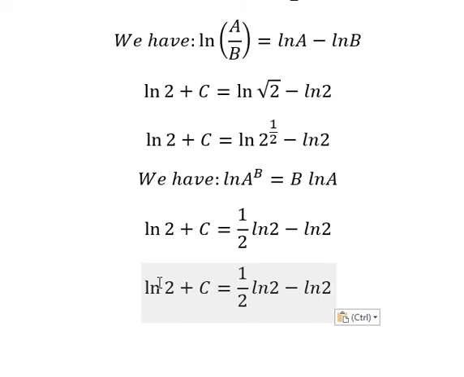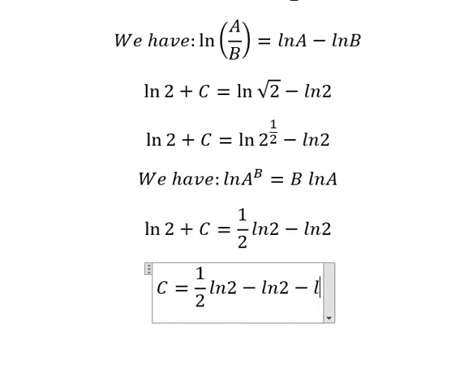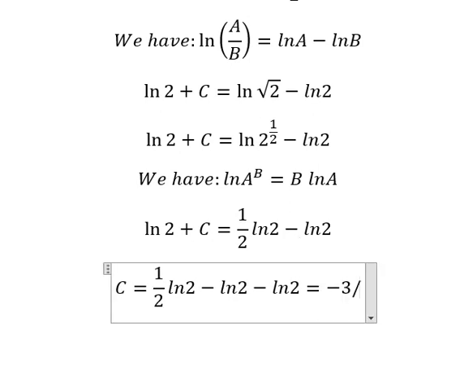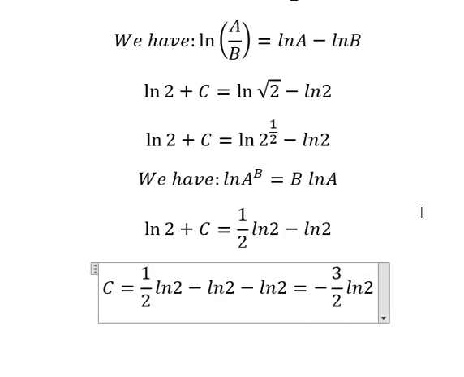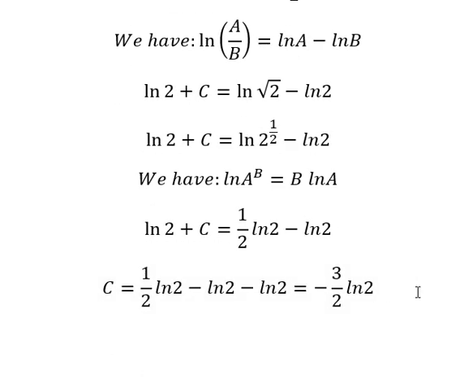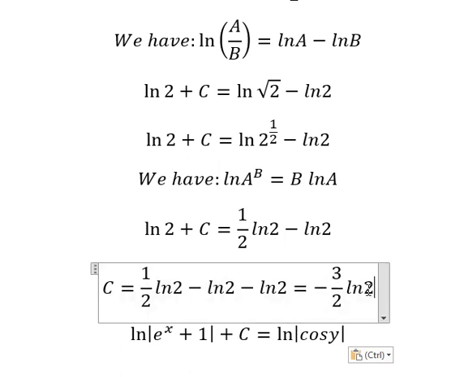Now I will put ln number 2 go to the right. So we have 1 over 2 minus 1 minus 1. And we have negative number 3 over 2 ln number 2. So we go back to this one. So I will put this one go in here.